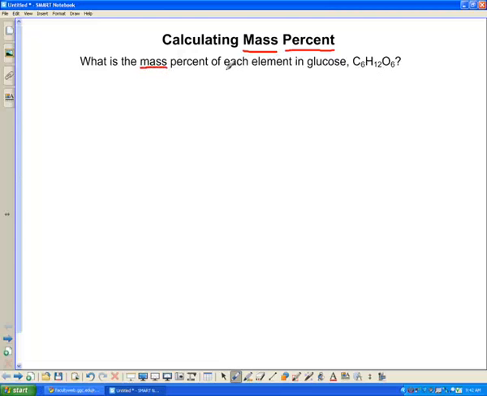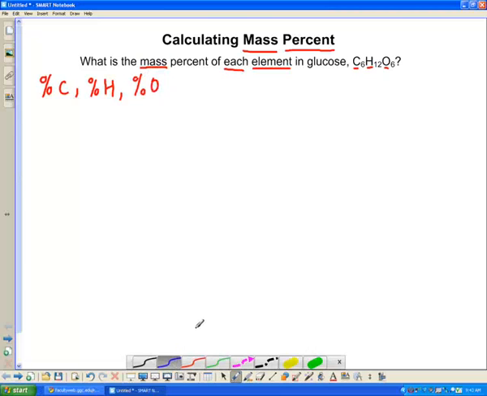And then the question doesn't specifically say which elements we're looking for, but it does say each element in glucose. So therefore that implies carbon, hydrogen, and oxygen. All right. So in other words, we have to find for this molecule the percent by mass of carbon, percent by mass of hydrogen, and the percent by mass of oxygen. So that's what we're going to do.